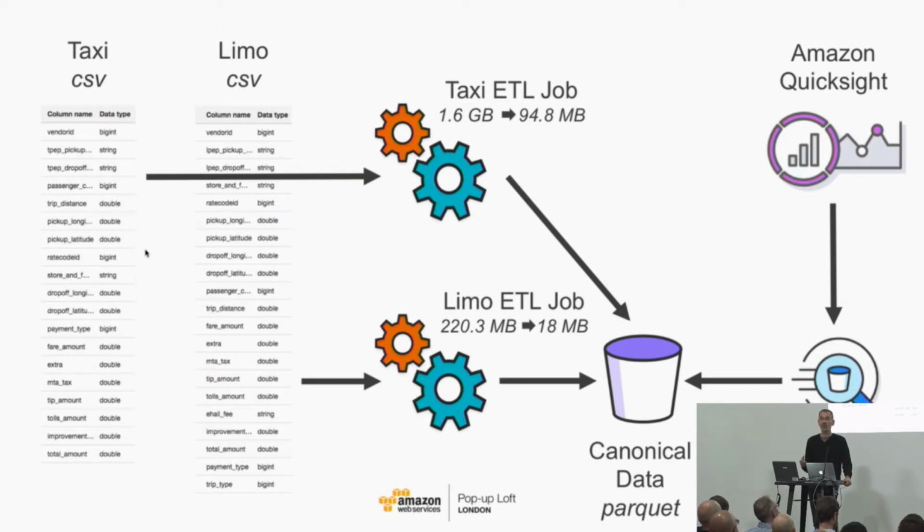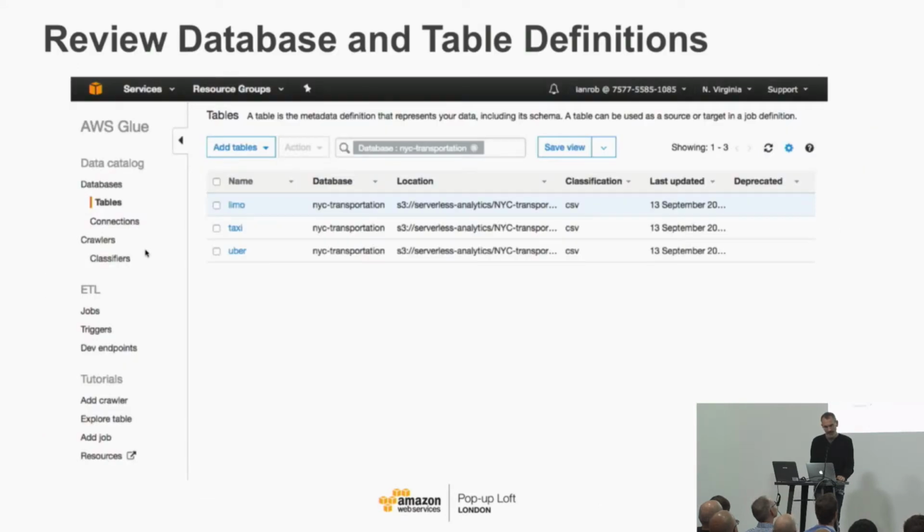But in applying those transformations and converting to PARQUET, to this query-optimized columnar format, we've significantly reduced the data set sizes. We've gone down from just over 1.5 gig to just under 100 meg, and from 220 meg down to just 18 meg. So we've got much smaller files in our canonical store on S3. Again, I'll talk a little later on about these columnar formats in more detail and some of the benefits they offer us. So this leaves us with the Uber data that we want to transform and push into that canonical model. What we're going to do here is look at the Glue console.